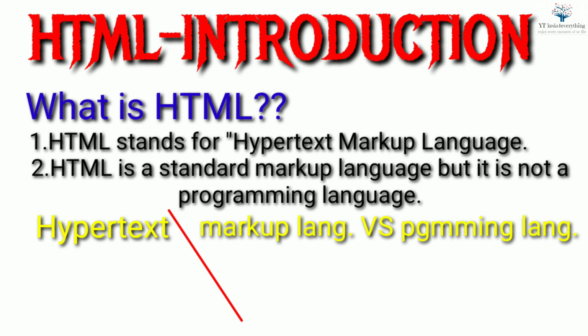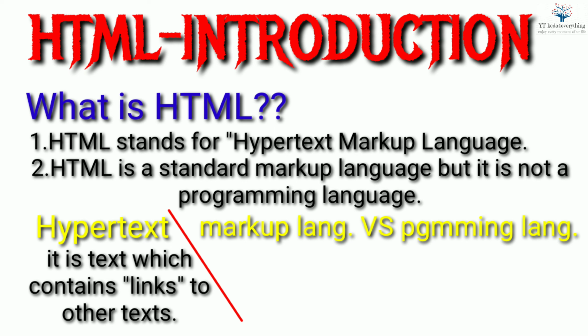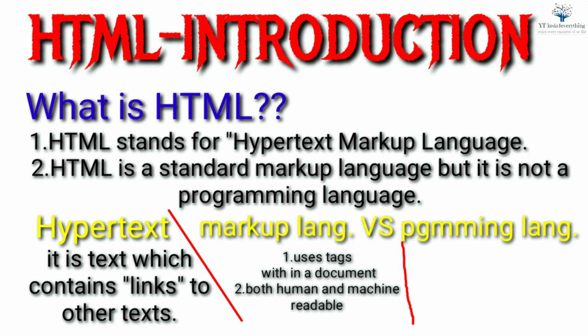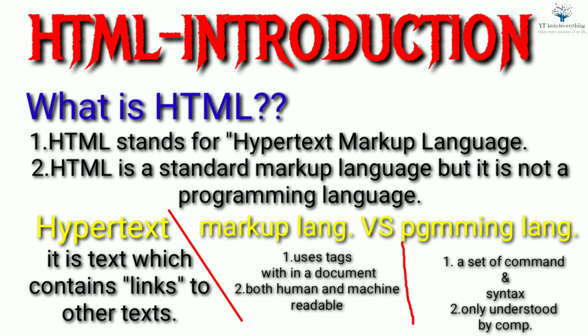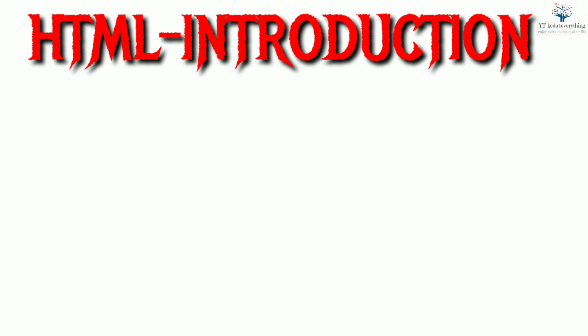First, what is hypertext? Hypertext is a text which contains links to other text. Second, what is the difference between them? A markup language is a computer language that uses tags within a document and it is both human and machine readable. But a programming language provides a set of commands and syntax to write a program which are understood by the machine. So, markup language is not a programming language.